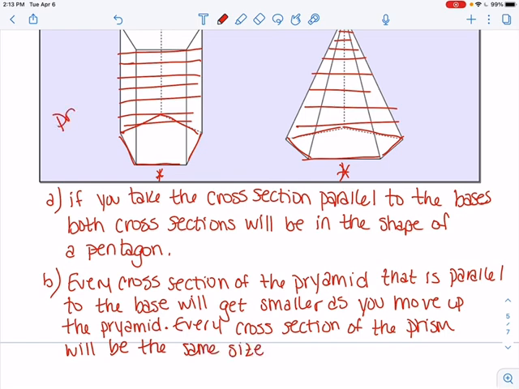Okay, again, this one on the left is the prism. This one is the pyramid. A pyramid always comes to a point. Think about your pyramids in Egypt.